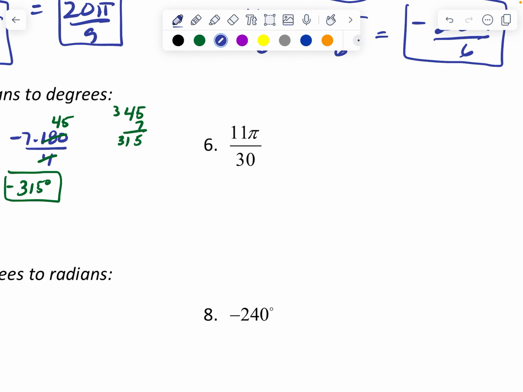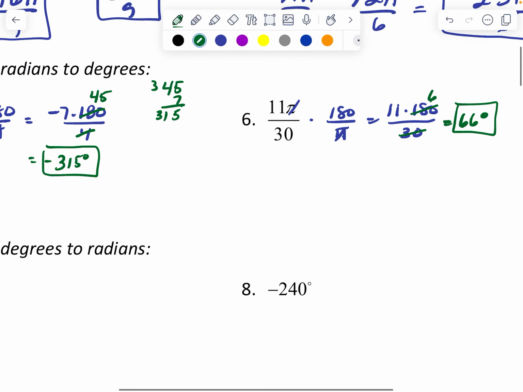Okay? Do the same thing for number 6. I want to change that to degrees, so I'm going to multiply by 180 over pi. The pi's cancel out, so now I have 11 times 180 all over 30. Again, please do not multiply 11 times 180. Instead, see that 30 goes into 180 6 times. 6 times 30 is 180. And so that's just going to give us a nice 66 degrees. Okay, so kind of know those tricks, know the mental math because there's no calculator tomorrow.